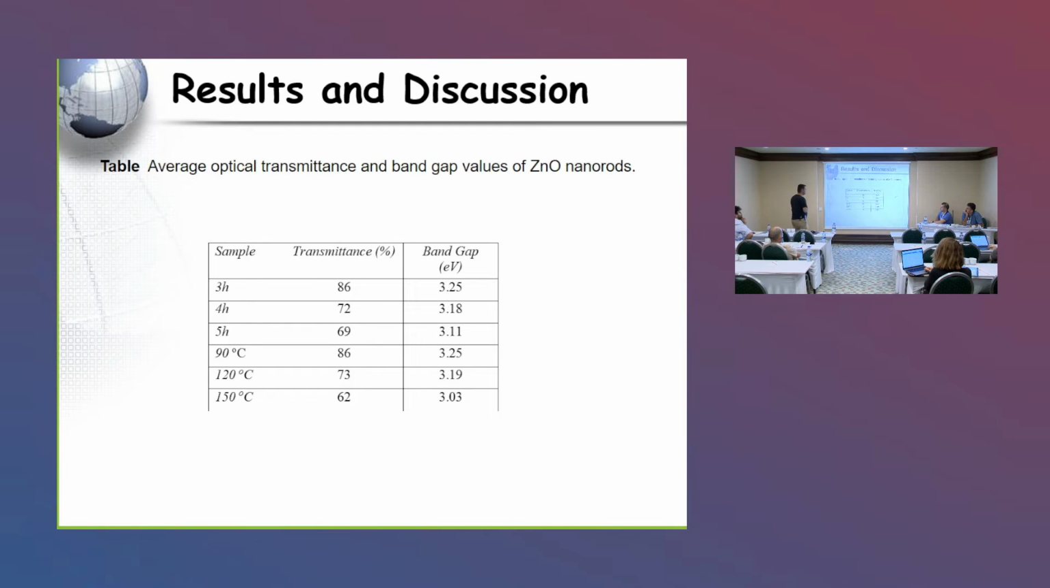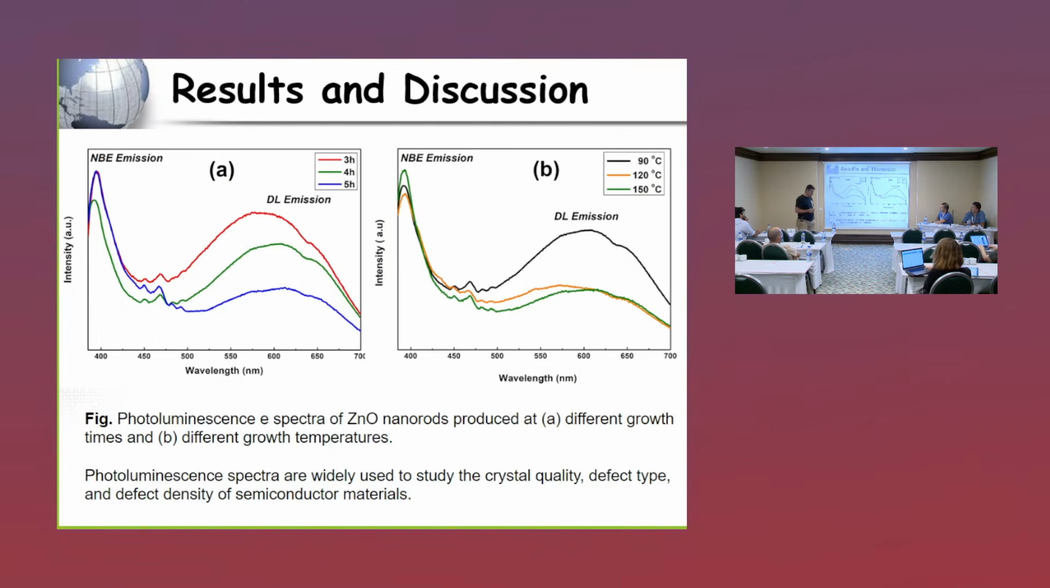Transmittance decreases with increasing growth time, and also decreases with increasing temperature. The band gap is the same: when increasing the growth time, the band gap decreases, and when we increase the temperature, the band gap also decreases. After that, it is very important to check defects in the material.